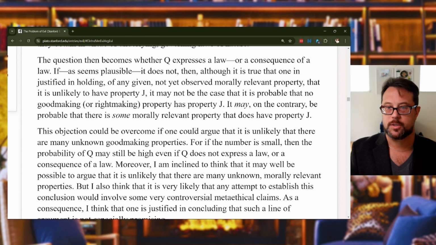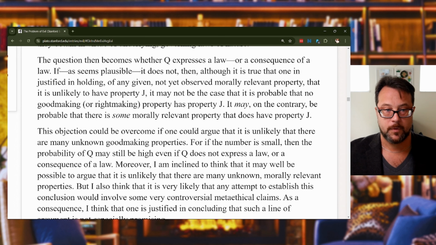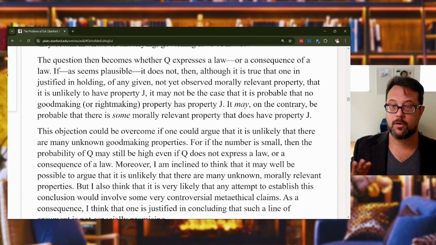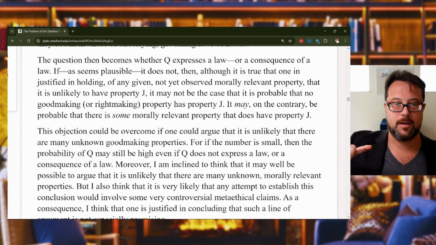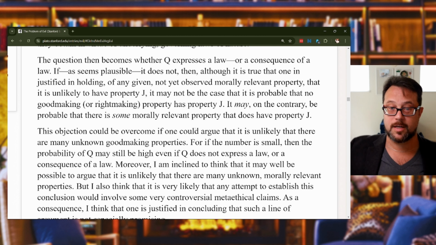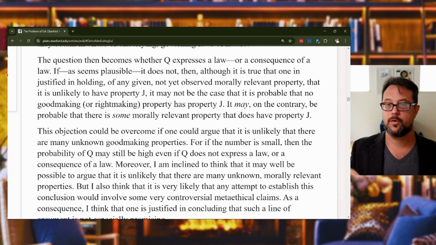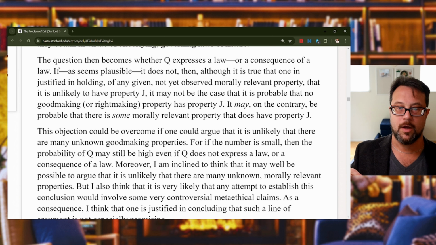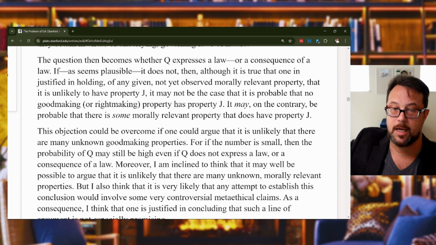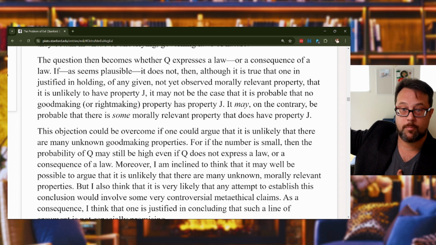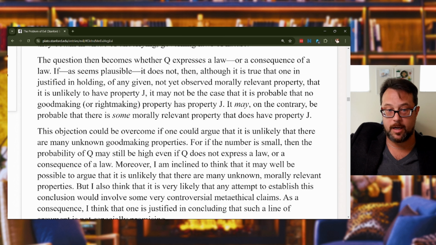Okay, does Q express a law or a consequence of a law? If, as it seems plausible, it does not, then although it's true that one is justified, found a typo, it's true that one is justified in holding. See, philosophers even make mistakes, even the Stanford Encyclopedia articles, we're not perfect. It does not then, although it's true that one is justified in holding of any given, not yet observed morally relevant property, that it's unlikely to have property J, right? So morally relevant property I haven't observed. We've observed pain, right? And so on.